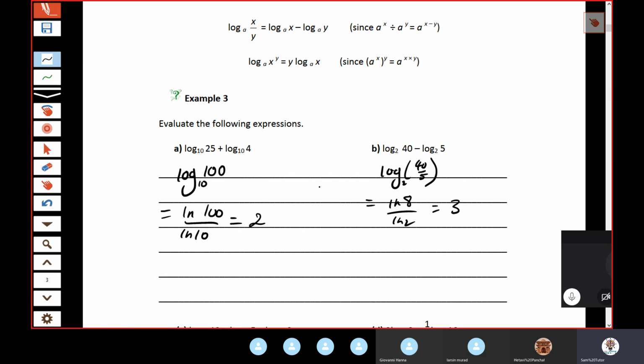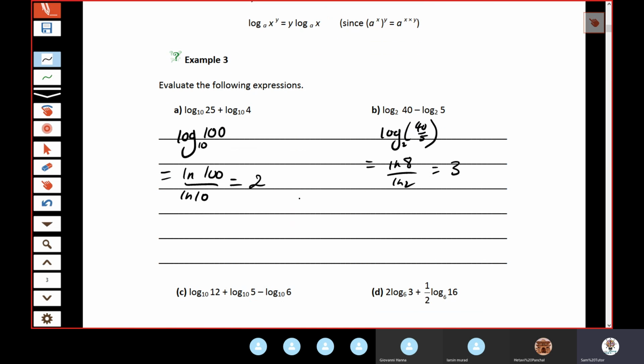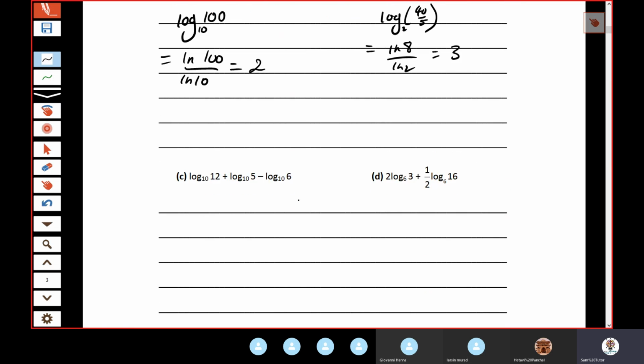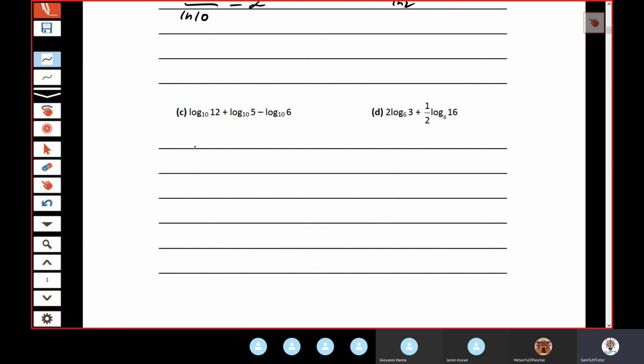Any questions there? Because it seems like that's where you guys are going wrong. You get that now? Any questions? Okay, well then let's have a look at D. 2 log 3 sub base 6 plus a half log 16 sub base 6. Okay, you can't have the 2 and a half there, right? So we'll do exactly what we did before. 3 squared, that's 9. 16 to the power of a half is 4. I end up with this. Do we understand that line there?